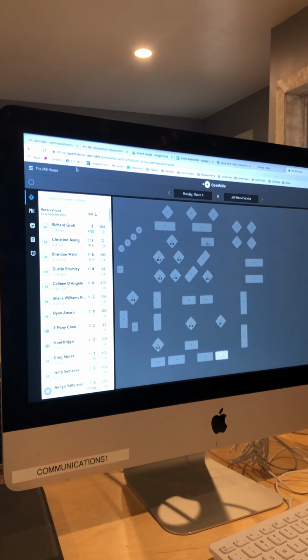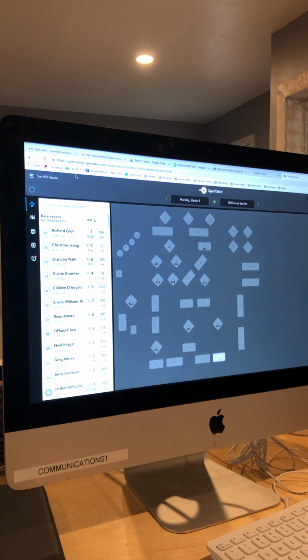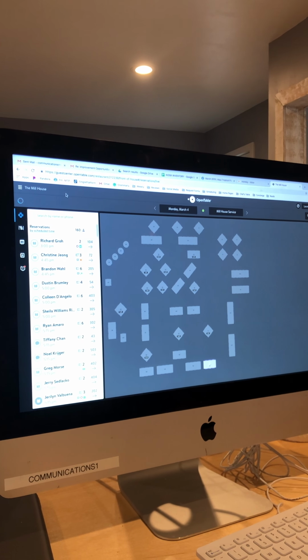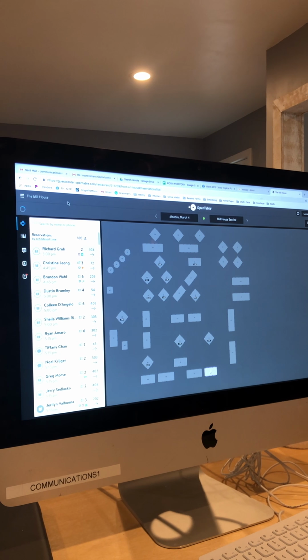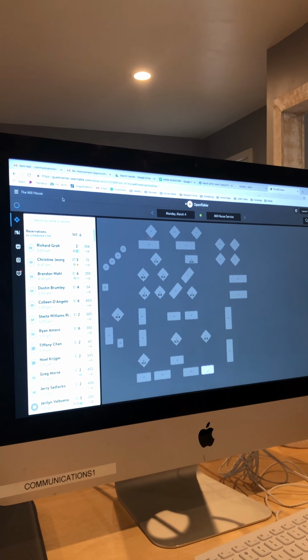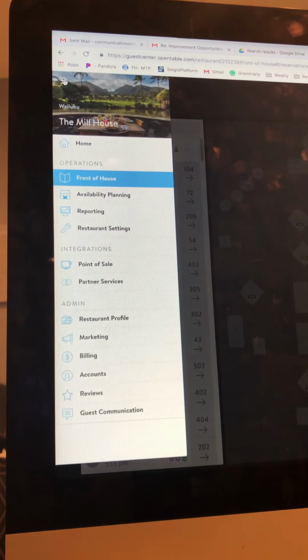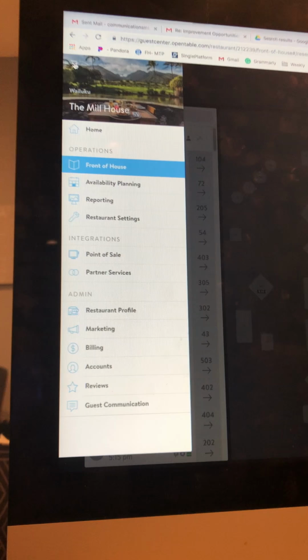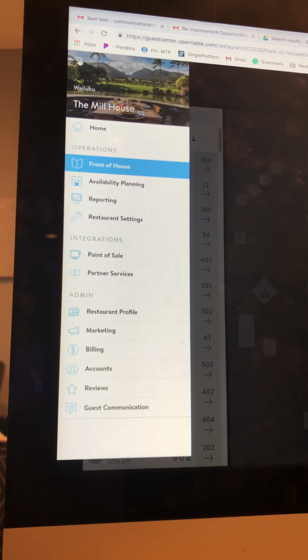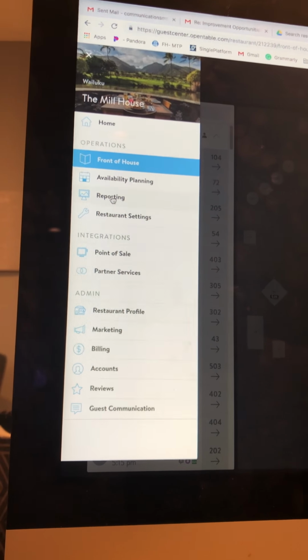Okay, so this is a monthly task of the communications department, and it's a way that we can help keep ourselves in the know about how our efforts with marketing are paying off with the restaurant, but it can also help the front of house and the back of house in anticipating their business. So we're here in OpenTable, and we do this at the beginning of the month, and we go into reporting.